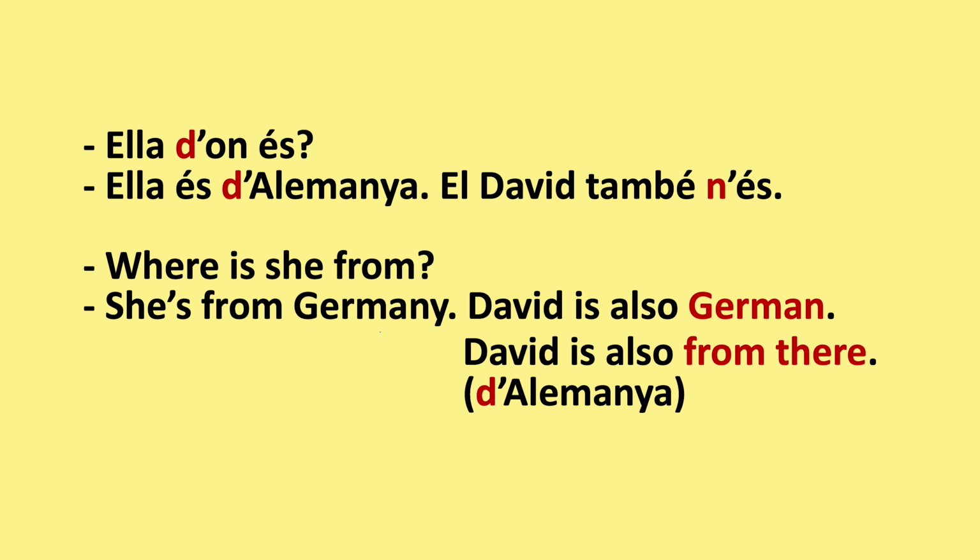So this goes even further because it can replace the location. For example, ella d'on és? Ella és d'Alemanya. El David també n'és. Where is she from? She's from Germany, de Alemanya. David is also German. David is also from there. Where? D'Alemanya. Here you could see that the ne replaces German or from Germany.